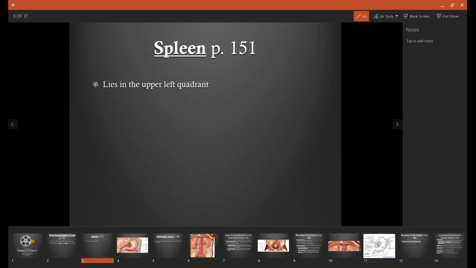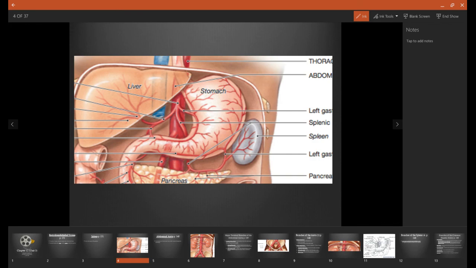Now the spleen is going to be an organ lying in the upper left quadrant. We saw it just a little bit in the last chapter, but let's go ahead and see what that looks like. So here is the spleen, this kind of purplish looking structure. That will be in the upper left quadrant, so the opposite quadrant of the liver.